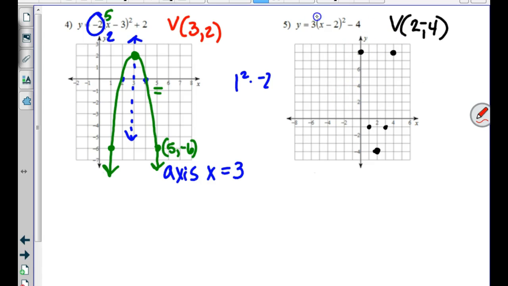I could definitely have put a 0 in because it's where it's crossing the y. And then I'd get -2 squared is 4, times 3 is 12, minus 4 is 8. So I got 0, 8 as an ordered pair.